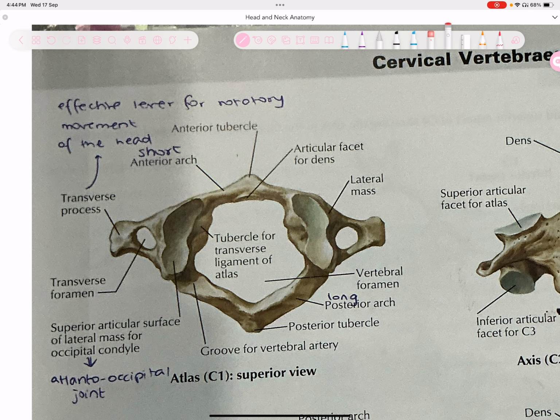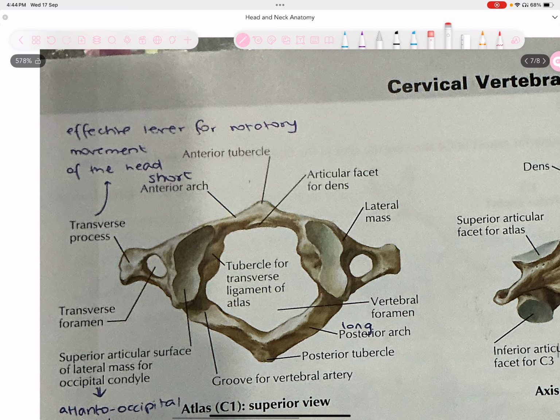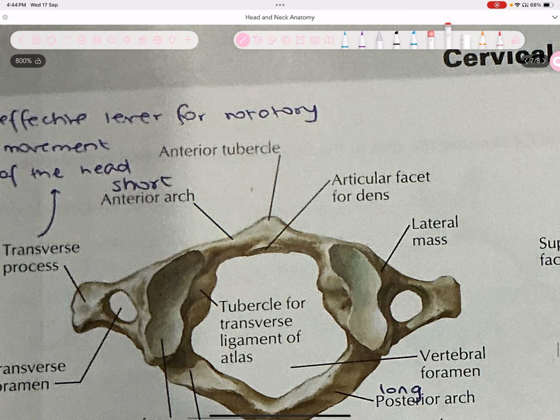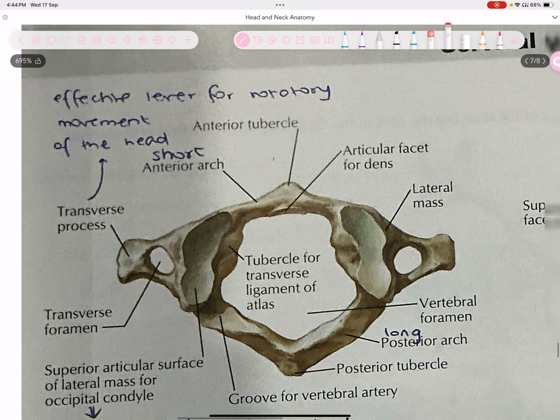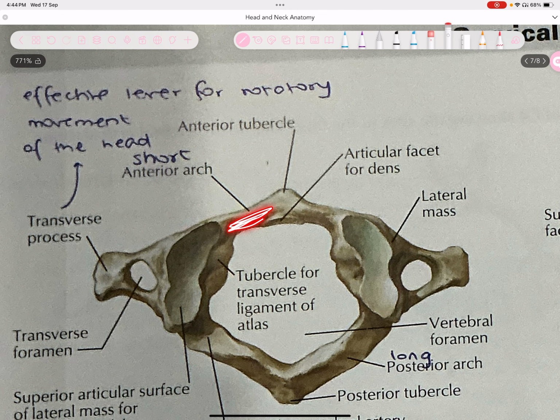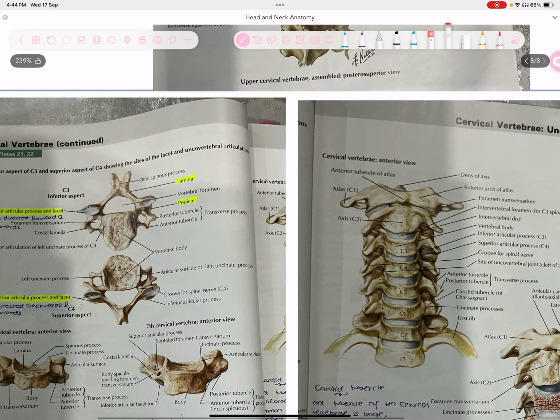So where's the anterior arch? Can you see it here? Yes, right here. So the anterior arch, upper border gives attachment to the anterior atlanto-occipital membrane, and the lower border of the anterior arch gives attachment to the lateral fibers of the anterior longitudinal ligament. So anterior longitudinal ligament is also attached, but towards the lower border, and towards the upper border you'll have the anterior atlanto-occipital membrane.